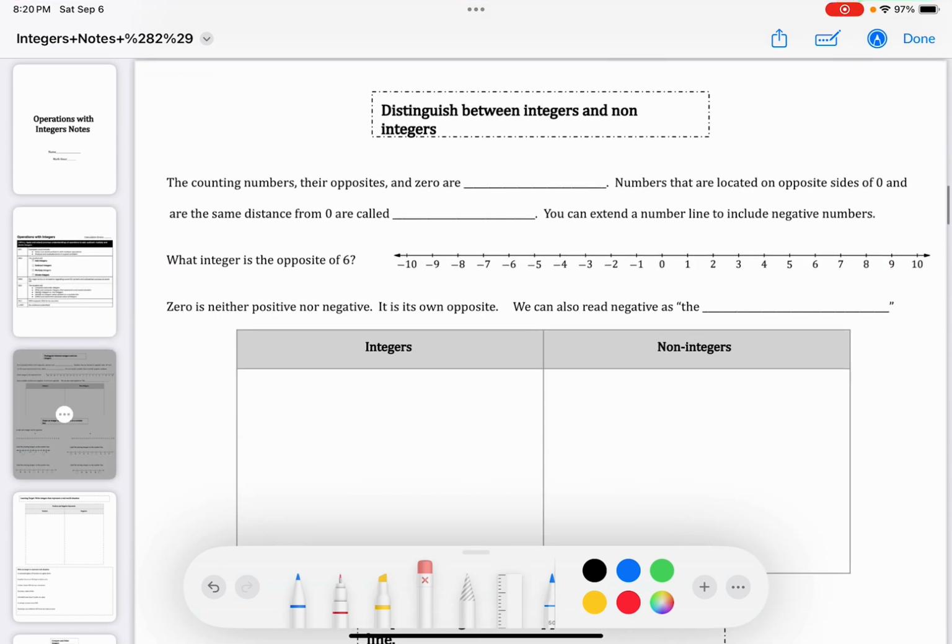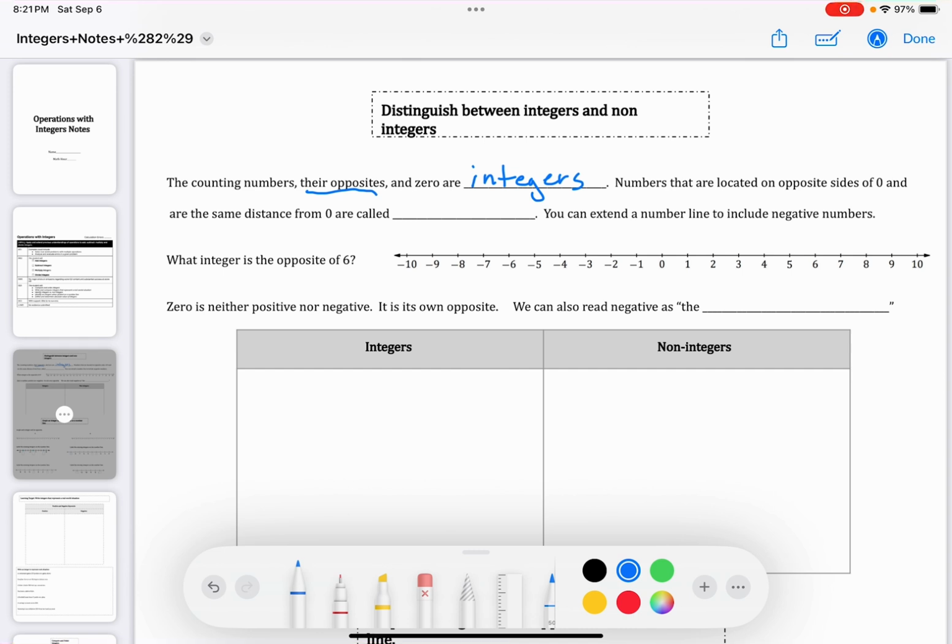So first of all, what is an integer? An integer are counting numbers, their opposites, and 0. So counting numbers meaning whole numbers, don't have fractions, don't have decimals, 0, and then the negatives.